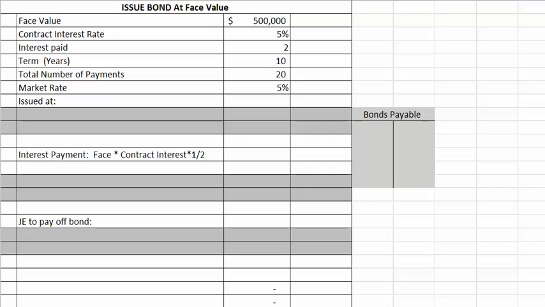Hi everybody, this is Miss Morgan, and today we're going to go over the journal entries to issue a bond at face value. So we have a bond for $500,000.